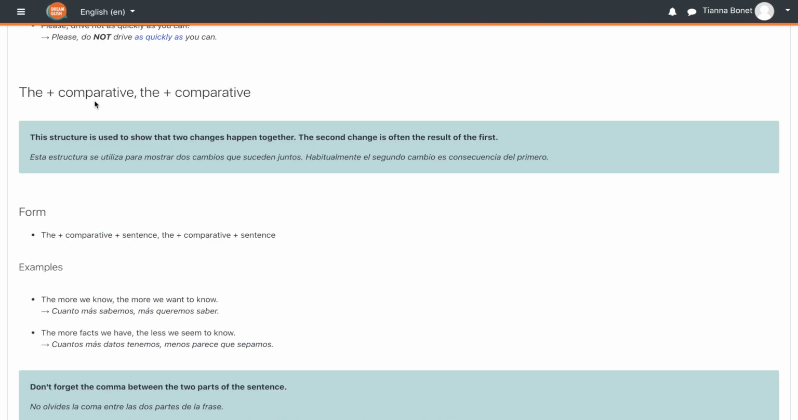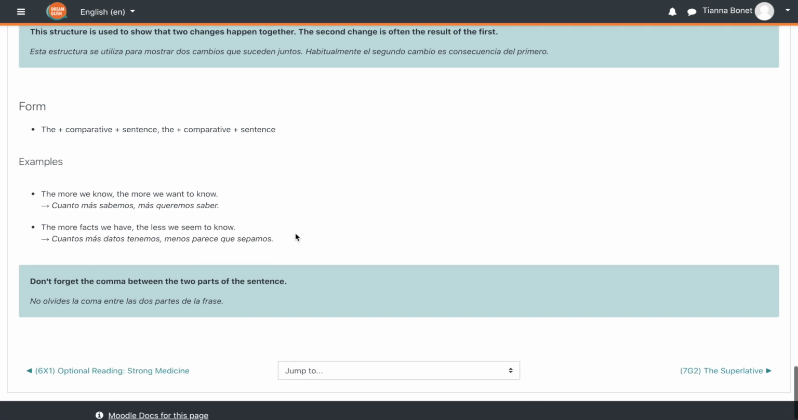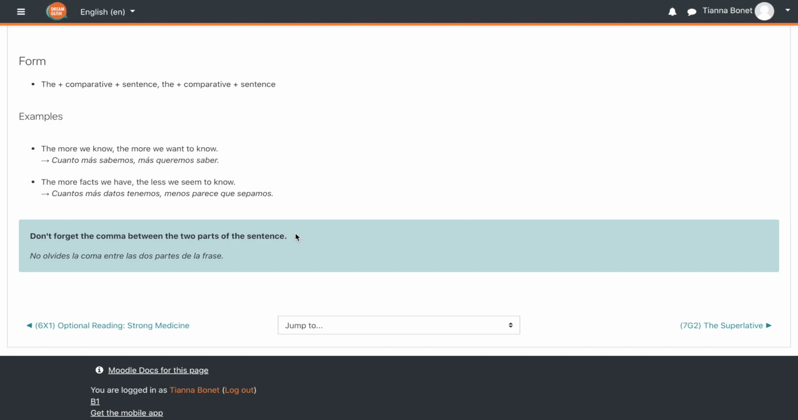The comparative. This structure is used to show that two changes happen together. The second change is often the result of the first. Let's look at the form. You start your sentence with the plus comparative plus sentence, followed by a comma, with the plus comparative plus sentence. Some examples. The more we know, the more we want to know. The more facts we have, the less we seem to know. Don't forget the comma between the two parts of the sentence.